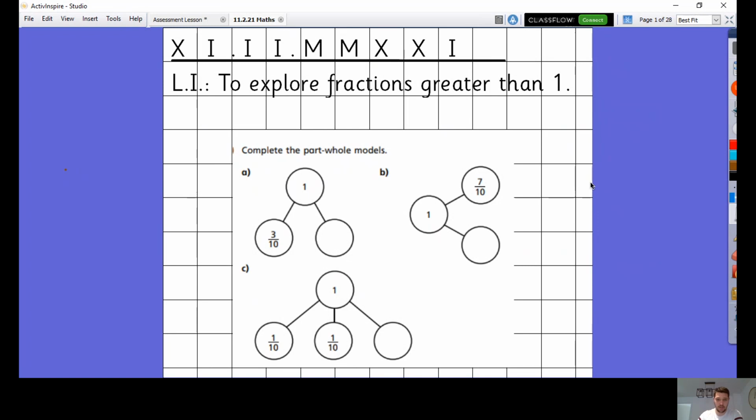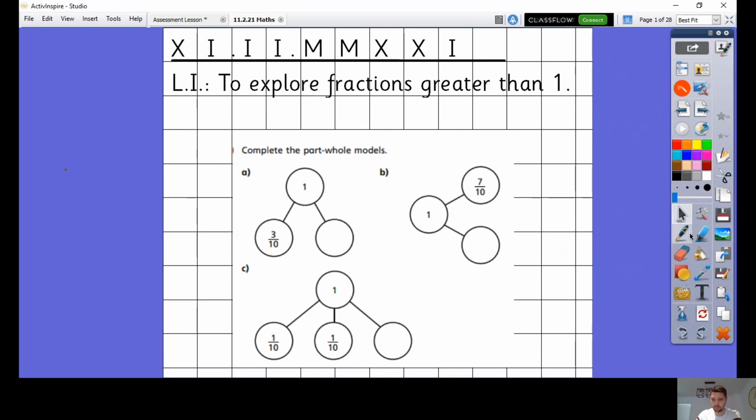Before that, though, can you have a go at completing the part-whole models here for these 3 questions? I have my whole at the top here, and I have 3/10. So what else am I going to need to put here? 3/10 added to what equals 1. And here 7/10 plus something equals my whole 1 there again, and then 1/10 plus 1/10 plus something. Pause the video and answer those.